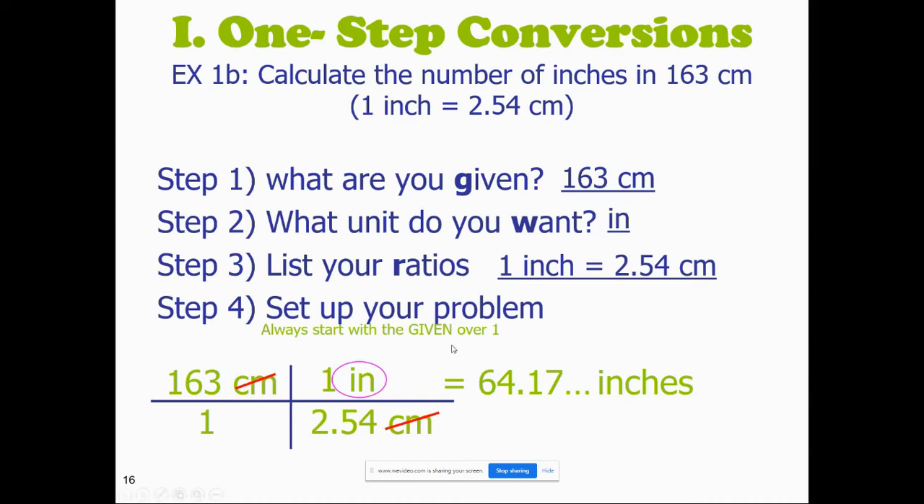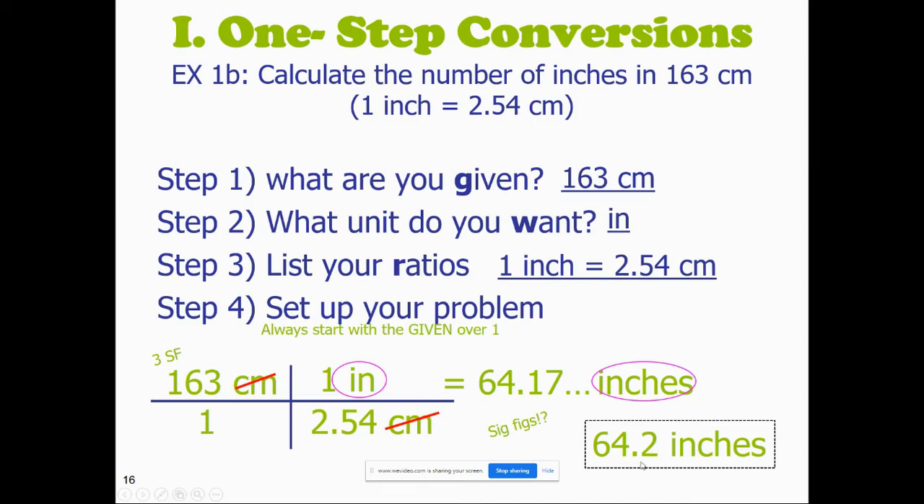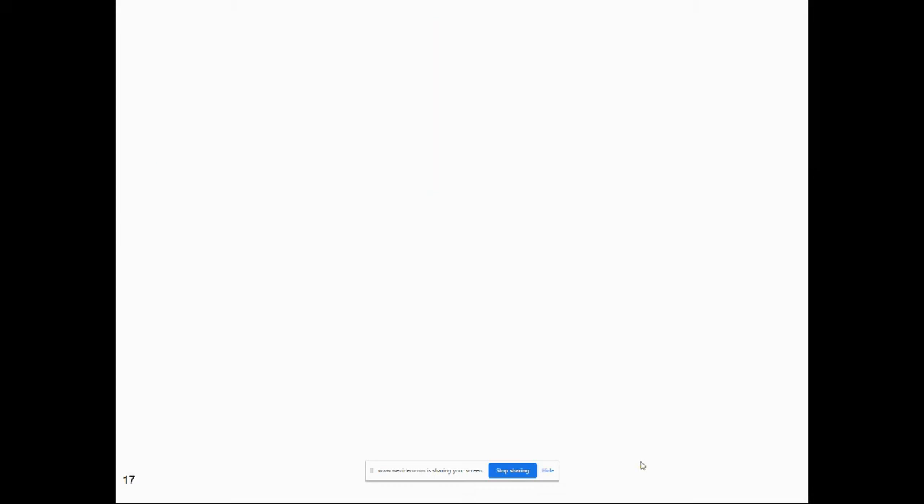Okay, so this is what we get when we get in the calculator. It's a little more than that. But we need to see our significant figures. Okay, well, how many significant figures do we have here? We have 3. So we're going to say 3 significant figures, 64.2 inches. Now we're going to run through several more problems, but you can pause this video and go back as many times as you need.